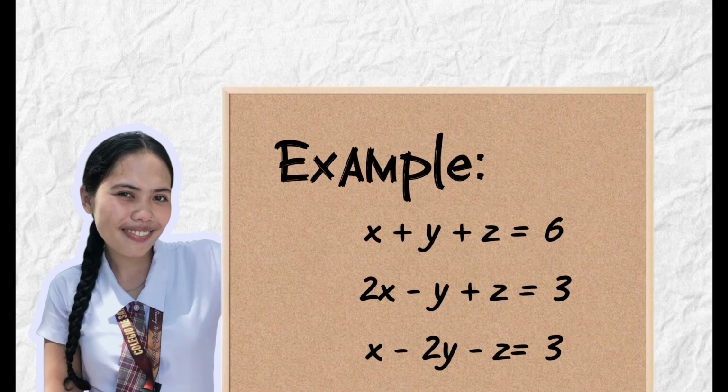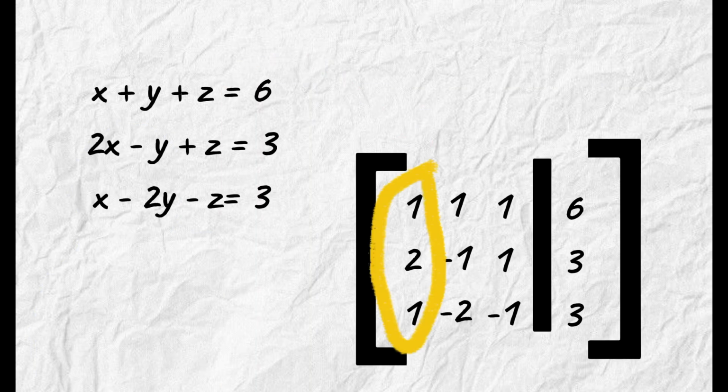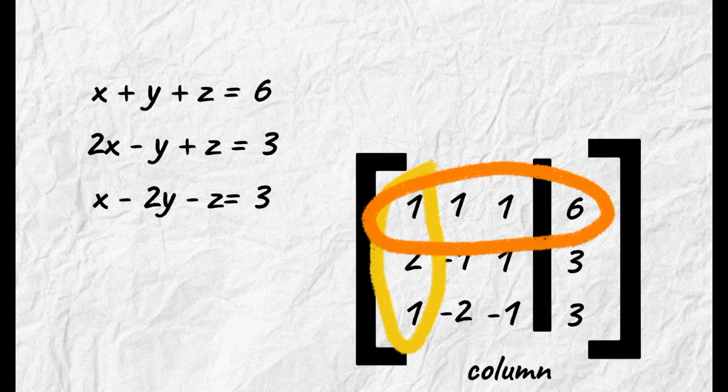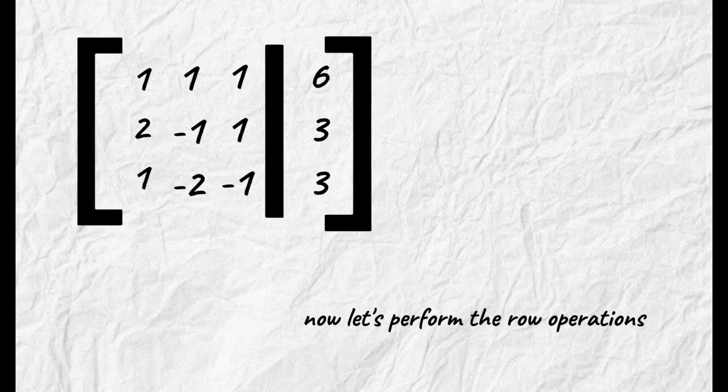Let's have an example. First, let's convert it into augmented matrix form. We call the vertical part the column and the horizontal part the row. Now that we already have the augmented form, our next goal is to turn these numbers into 0 and these numbers into positive 1. Now let's perform the row operations. Let us turn the number 2 into 0 first, next the number 1, and last the negative 2.